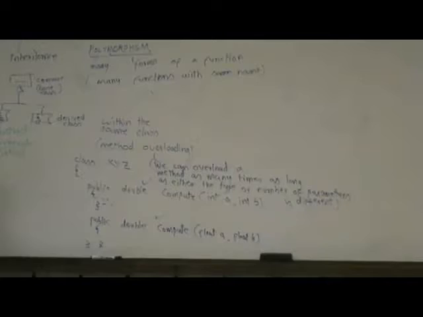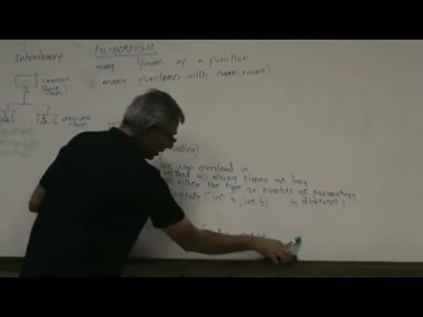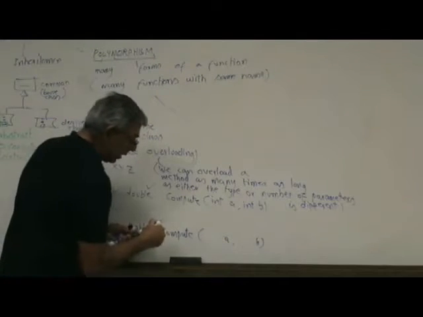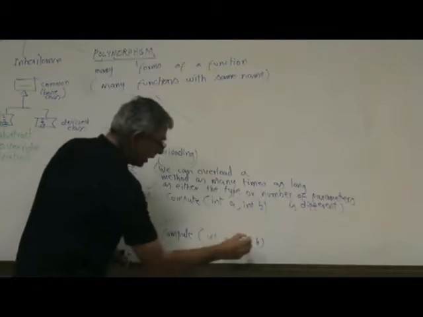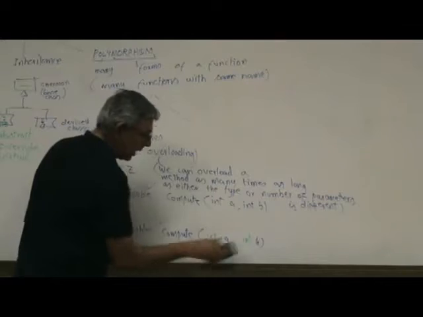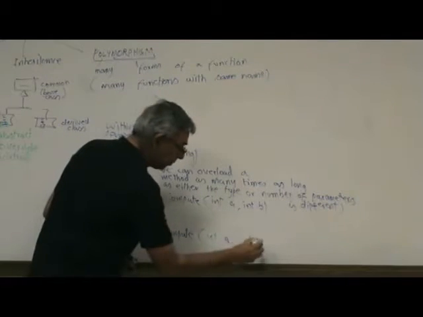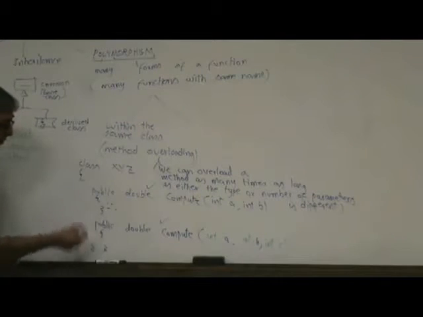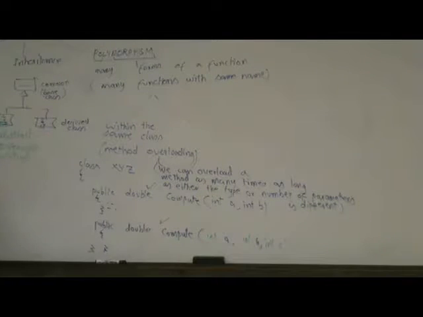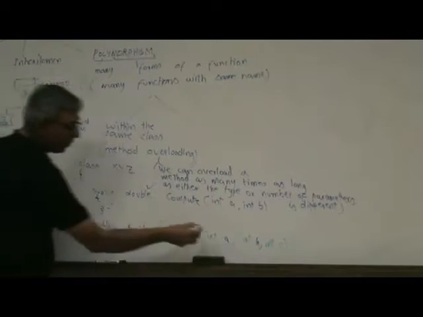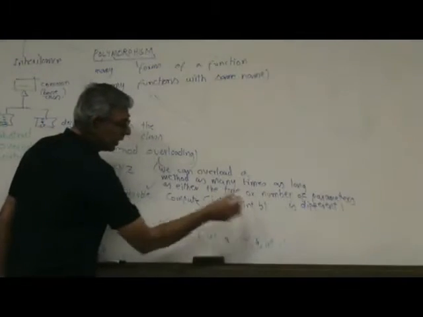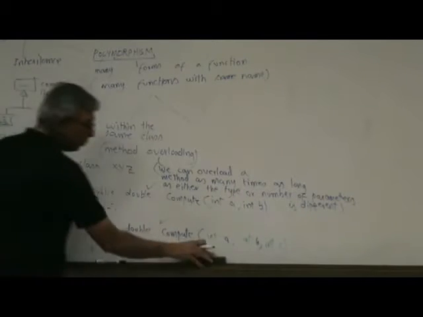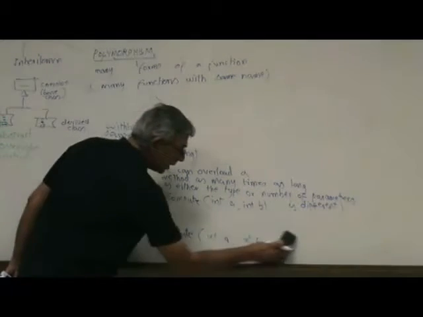So what if I do this? Instead of second being float A, float B, I also do int A, int B, and add a third parameter, int C. Will this be okay? Can both of them exist in the same class? Yes. The answer is yes, because now it has 3 parameters. This only has 2 parameters, right? So that's perfectly okay.